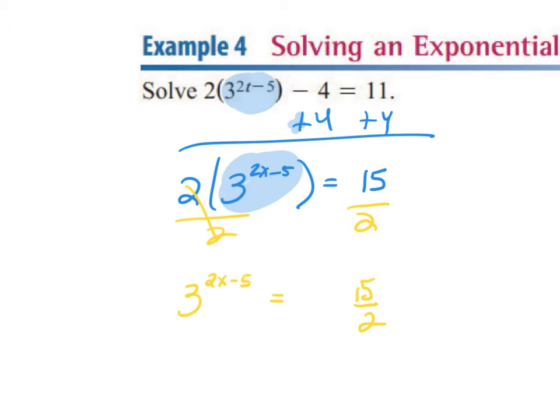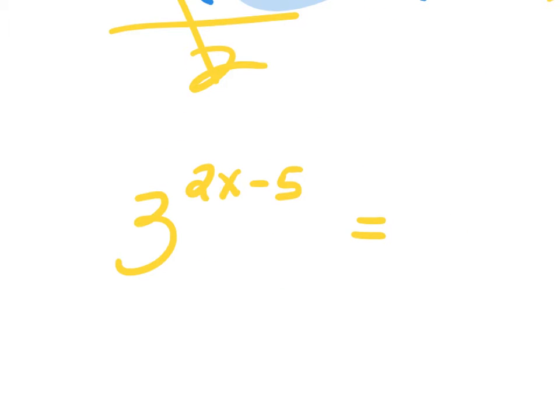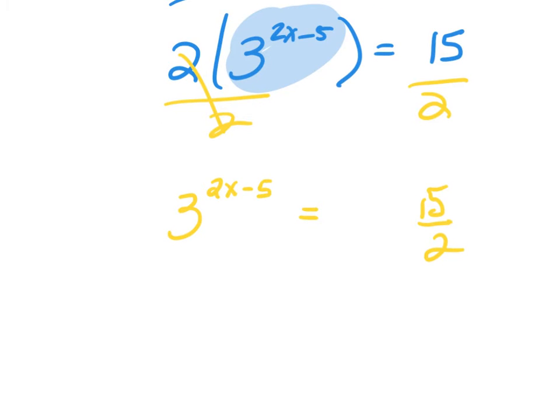Is my exponential function by itself now? Isolated. No. It's not? Well, no, it is. It is, okay. So now, here's my pre-calc step. How do I get an exponential function to go away? What do I have to do to both sides? Not multiply. You're gonna take the what? We're gonna take the log.